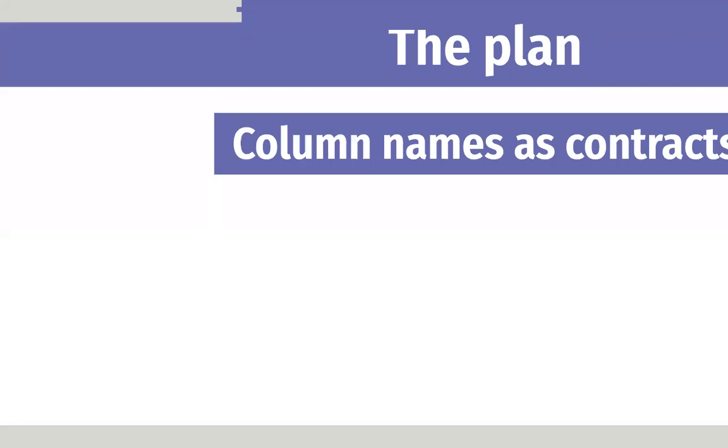All right, so the plan is we're going to talk about first something known as column names as contracts. I linked on Canvas to a blog post with this idea. So if you had a chance to look at that, that's great. If not, we'll talk about it and you can go back and look for more details afterwards.